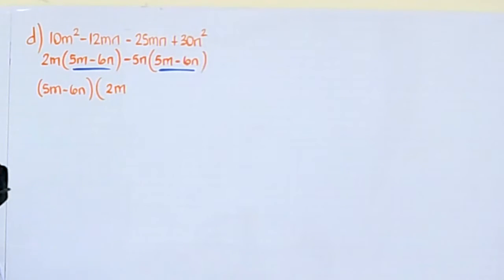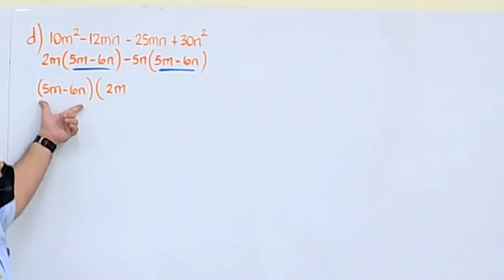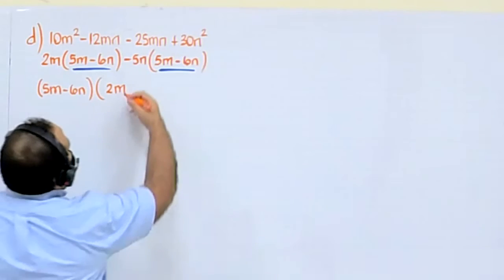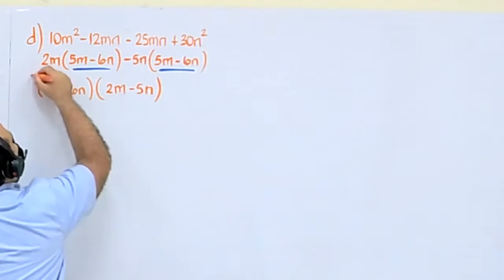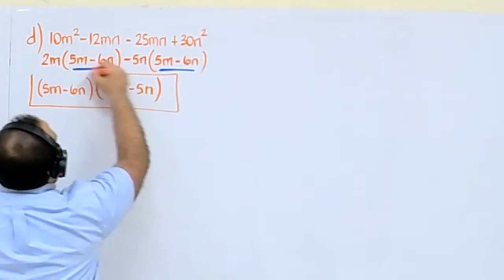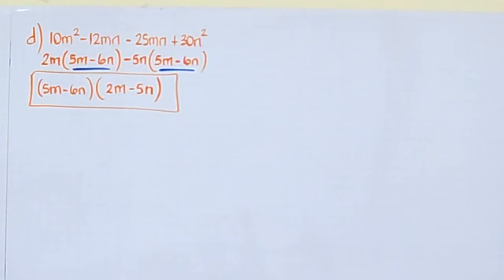And finally, these two terms divided by this one, the answer will be negative 5n. And that's it. That's all that we have to do. Solving by grouping. ¿Qué tal? Did you understand? Yes, Gustavo?